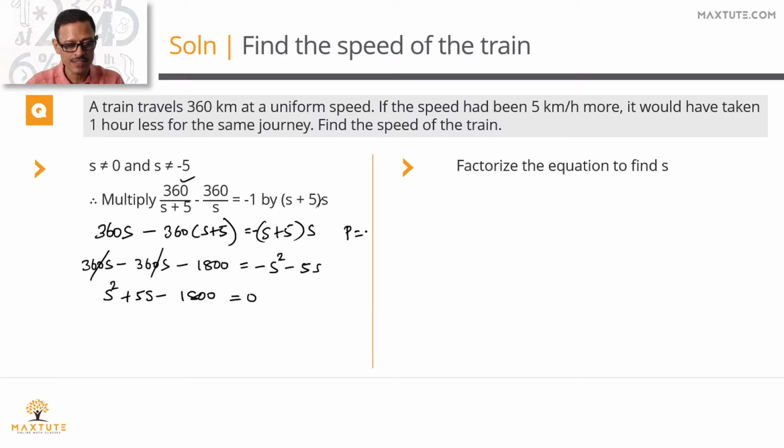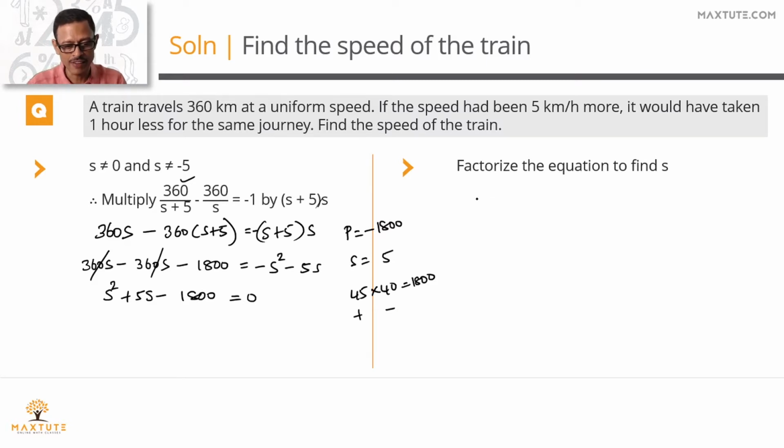The product in this case is equal to minus 1800. The sum in this case is equal to 5. We can break this number 5 as a 45 and a 40. 45 into 40 is 1800. 45 minus 40 is a 5. We want the sum to be a plus 5 and the product to be a minus 1800. So we're going to take a plus 45 and a minus 40.